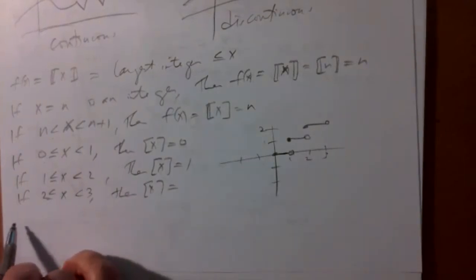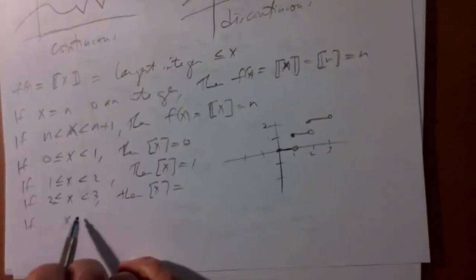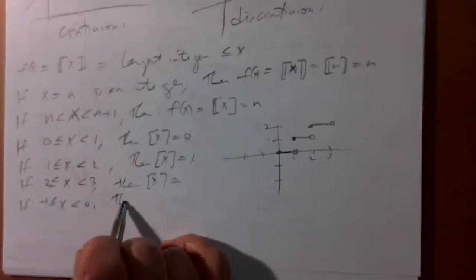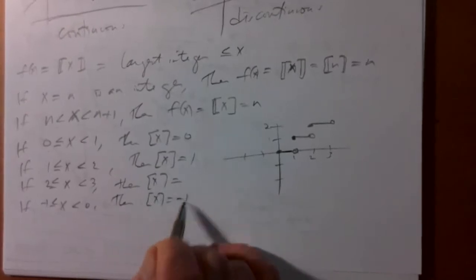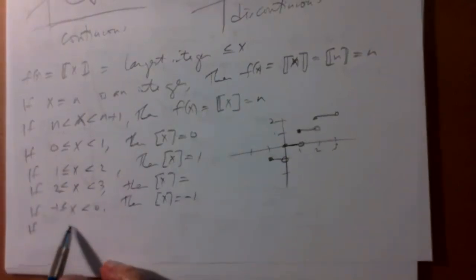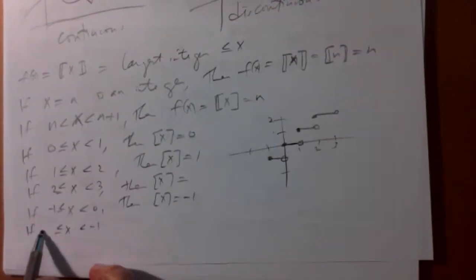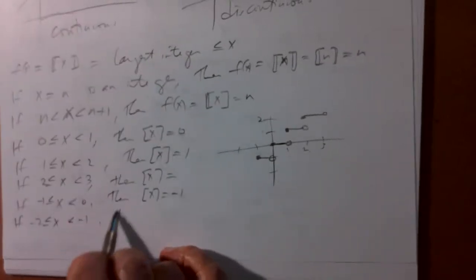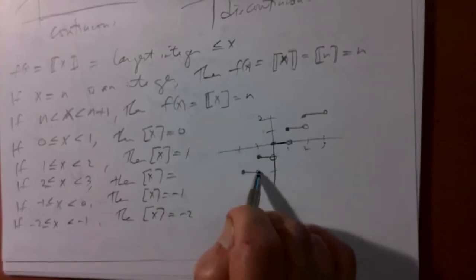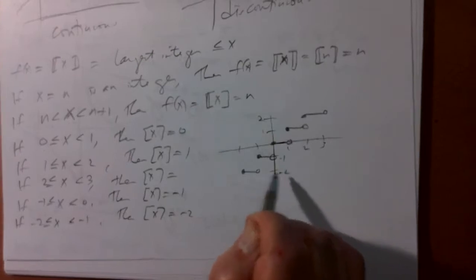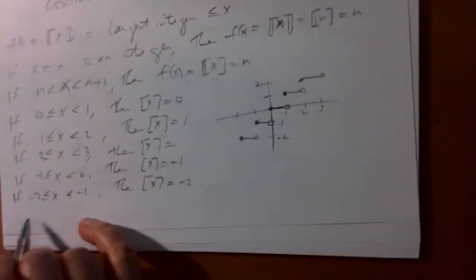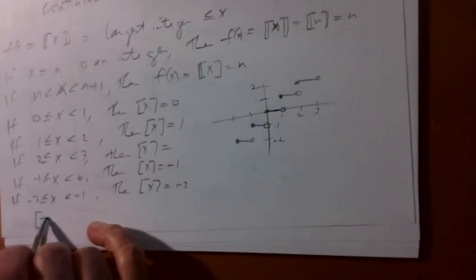And so on. What about if x is negative? If x is less than 0 and greater than or equal to -1, then the integer part of x is -1. If x is less than -1, but greater than or equal to -2, the integer part of x is -2. And so forth.